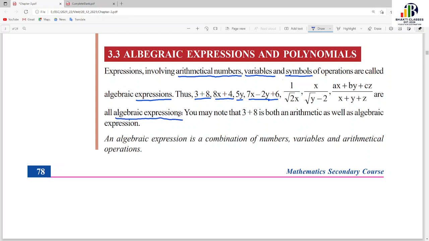You may note that 3 plus 8 is both an arithmetic as well as an algebraic expression. So here the definition is given. An algebraic expression is a combination of numbers, variables, and arithmetical operations. So an algebraic expression contains three things: numbers, variables, and arithmetic operations.